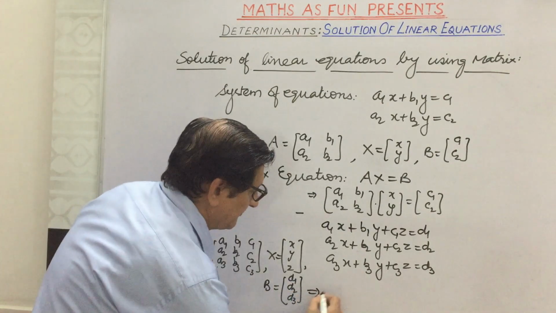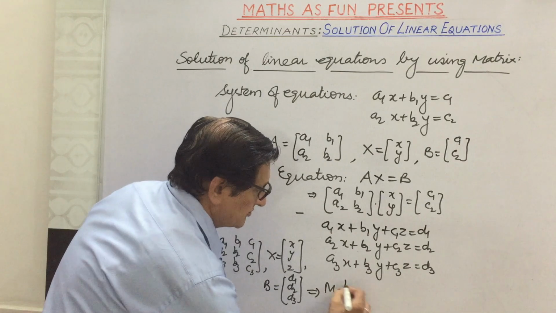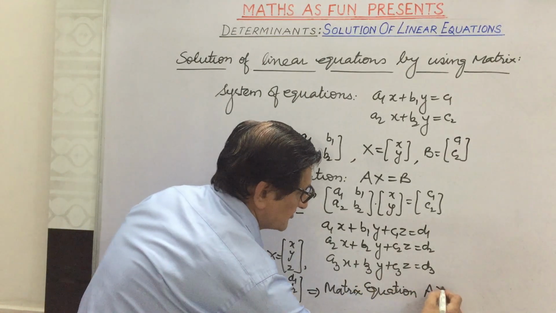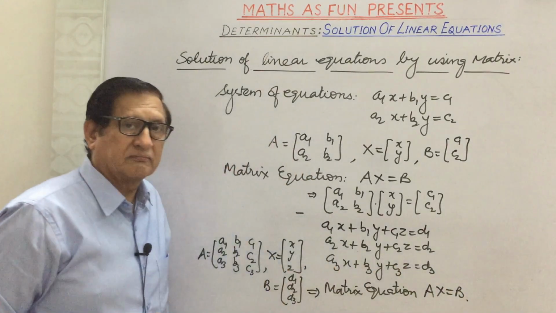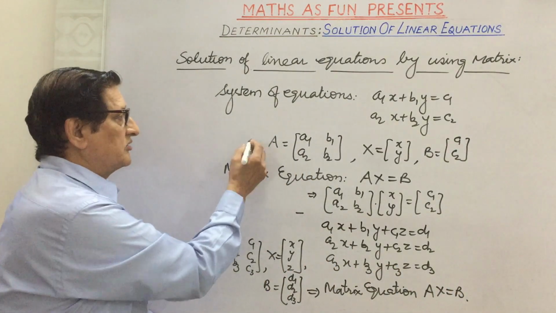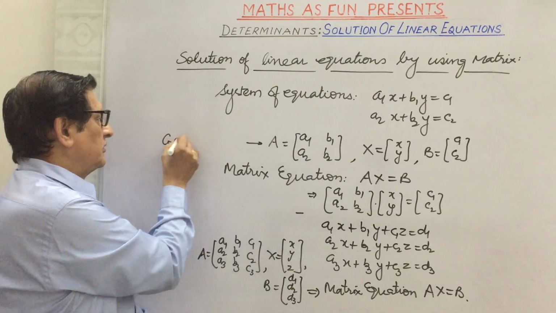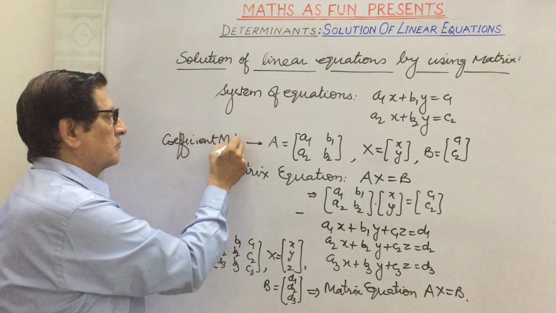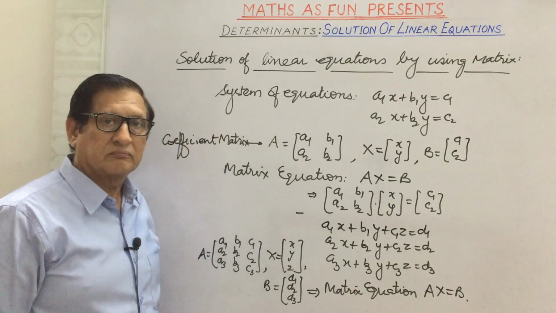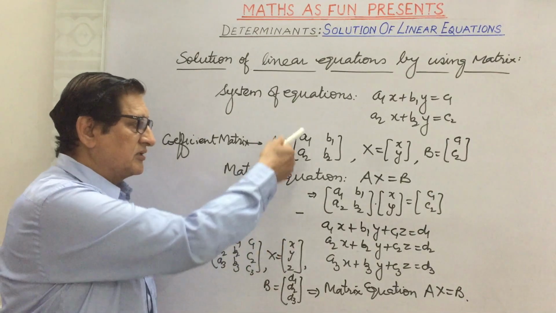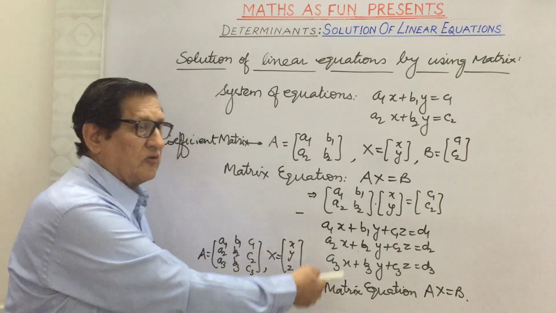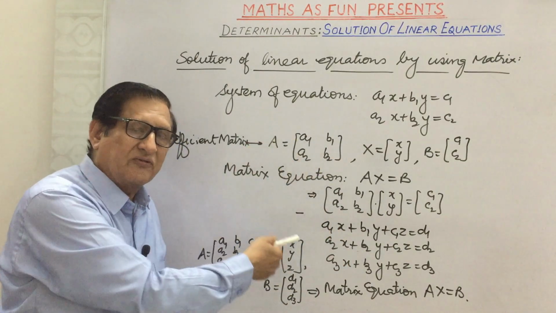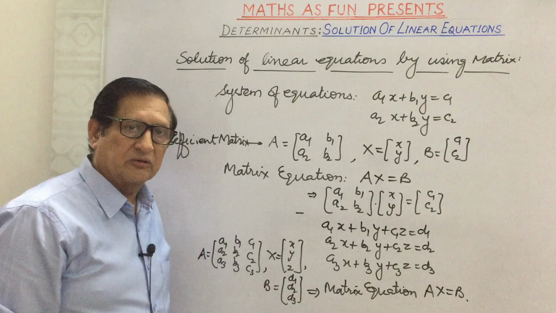Then again we write the matrix equation here: AX equal to B. As I told you, this A is known as the coefficient matrix. So like this we can make the matrix equation for any of the given system of equations, whether it is in two variables or three variables or maybe more than three variables also.